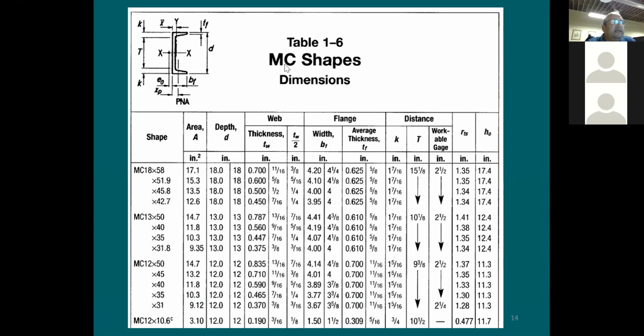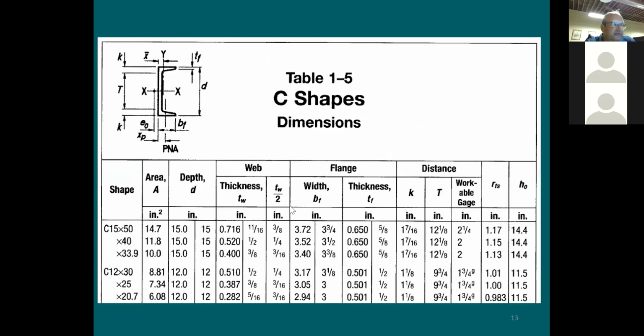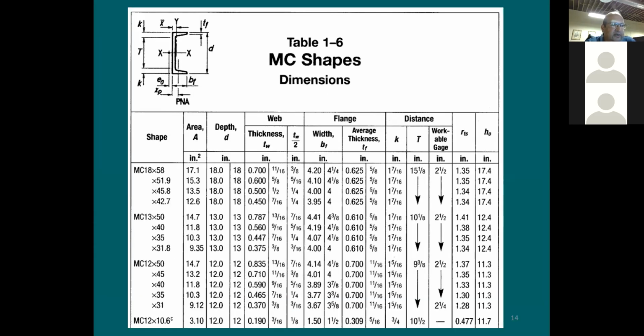MC means miscellaneous channels. The very famous one is going to be 12 by 10.6. It's going to be very common because it's used for stereo stringers. So any stereo stringer most likely is going to be made out of MC 12 by 10.6. Unless it's really very heavy, you're going to be going to 12 by 20.7 or 12 by 25. But most likely it's going to be this section here. This one included in this table.